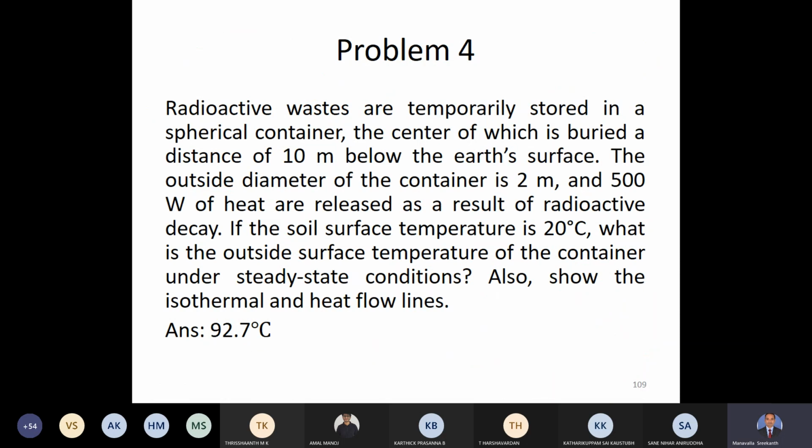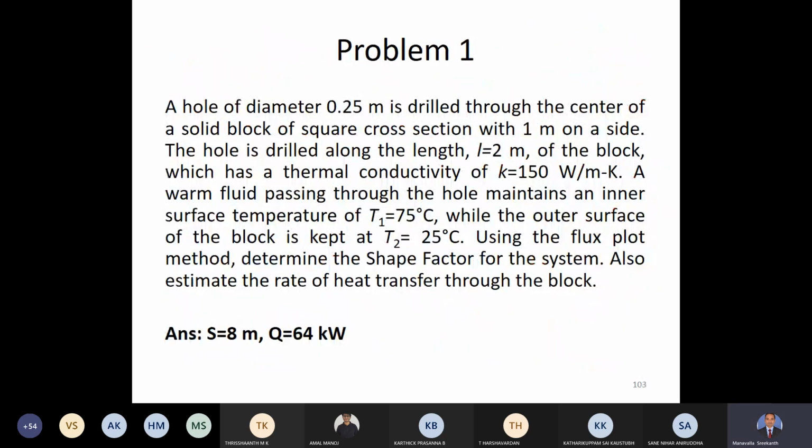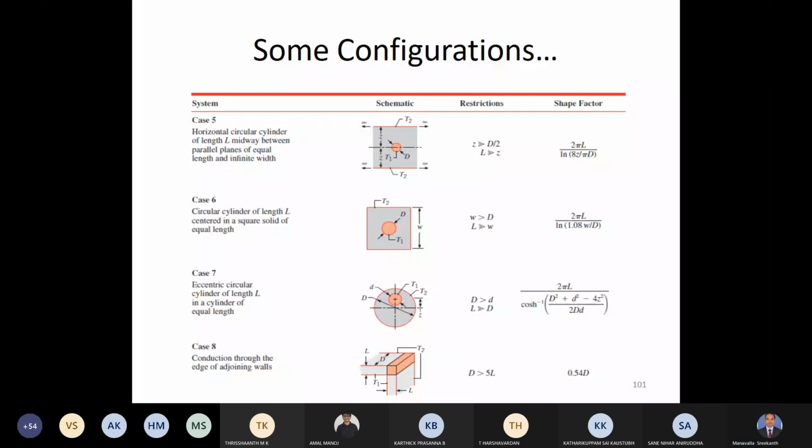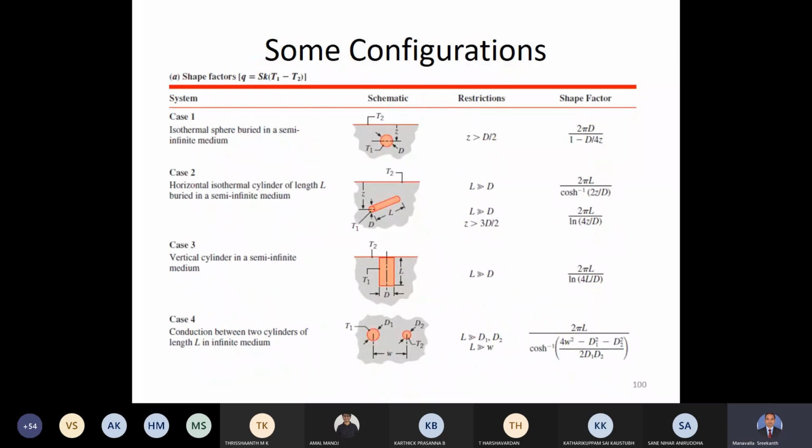With this, I would conclude this two-dimensional analysis using graphical methods in this module number 3. This particular problem number 4, I leave it to you. You solve it. You will have to go to the chart here. See here, this chart, and solve this particular problem. You have to select the appropriate one and then solve the problem.